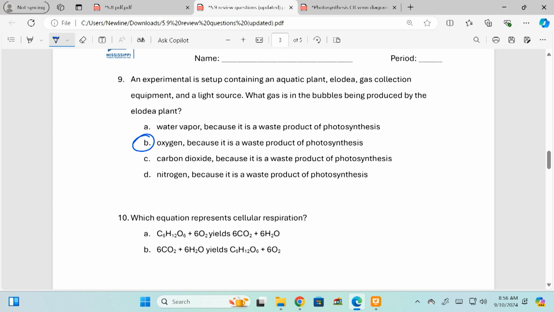10 says, which equation represents cellular respiration? We've got 2 equations. One is photosynthesis, one is cellular respiration. Let's see if we can tell which one's which. What do we put into cellular respiration? We need food and we need the oxygen that you breathe. Okay, and that's going to give you carbon dioxide, which you exhale, and a little bit of water. Letter A looks perfect for me. Letter A is saying glucose and oxygen yields carbon dioxide and water, and that's basically what happens in cellular respiration.